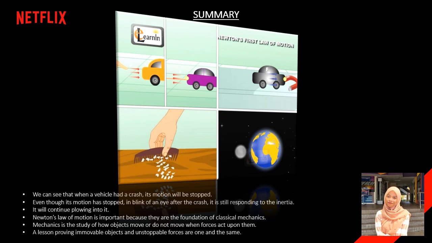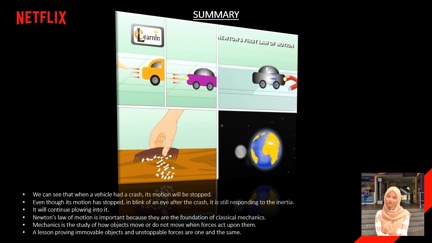Next is the summary. From the examples of application of Newton's first law in real life just now, we can see that when a vehicle has a crash, its motion will be stopped. But even though its motion has stopped, in the blink of an eye after the crash, it is still responding to the inertia. Rather than bouncing off the object, it will continue plowing into it. So it is crucial to have knowledge about Newton's laws of motion, so we know how to reduce the impact when an accident happens.